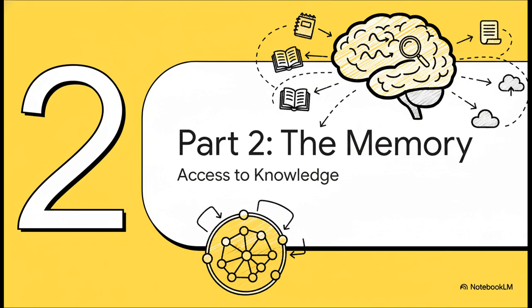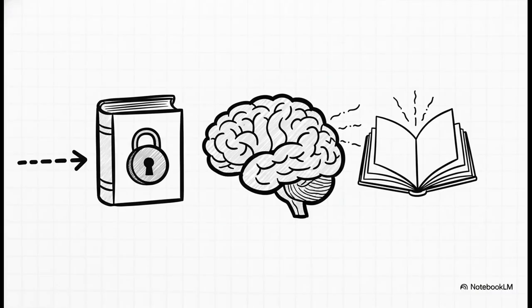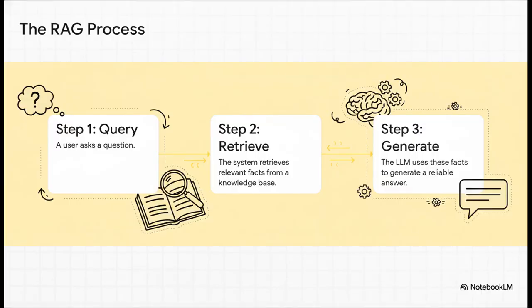And that brings us to part 2, the memory. Giving our agent's brain access to outside knowledge is the absolute key to making it reliable and trustworthy. And the solution has a name. It's a technique called Retrieval-Augmented Generation, or just RAG for short. RAG is what transforms our agent's brain from that closed book exam into an open book one. Now it can actually look up external, up-to-date facts before it gives you an answer. Game changer.